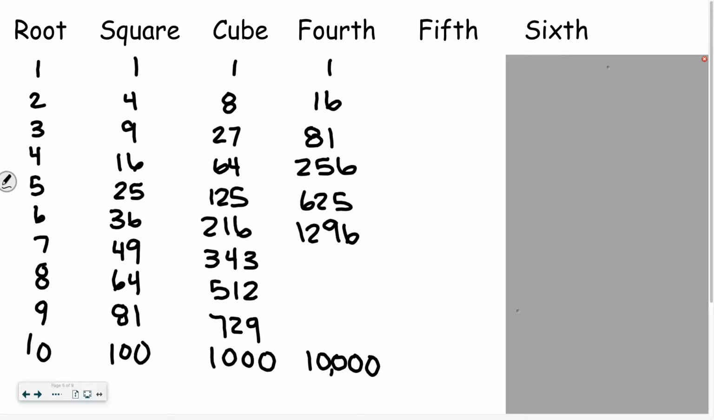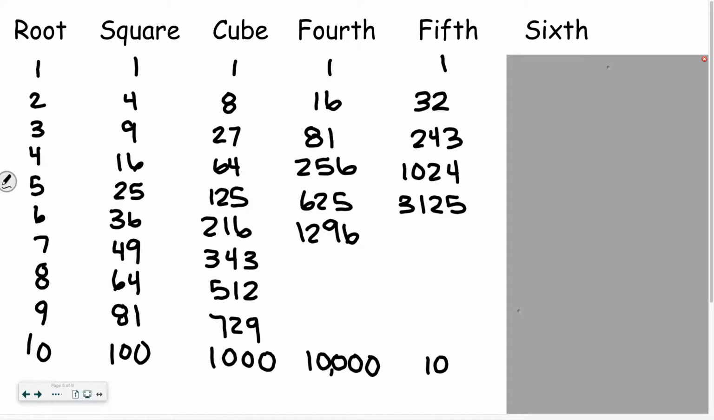Okay, let's fill in some perfect fifths. This is going to be 1. We already know this one because we just did the fifth root of 32. It's 2, so 2 to the fifth is 32. This is going to be 243, 1024. Can someone check 4 to the fifth for me? And then I know 5 is 3,125, and of course I know 10: 5 zeros, so 100,000.